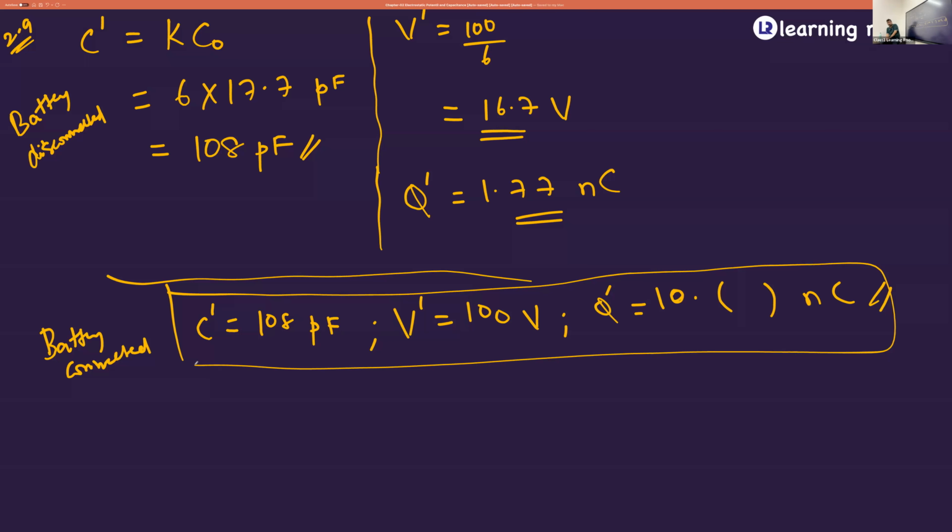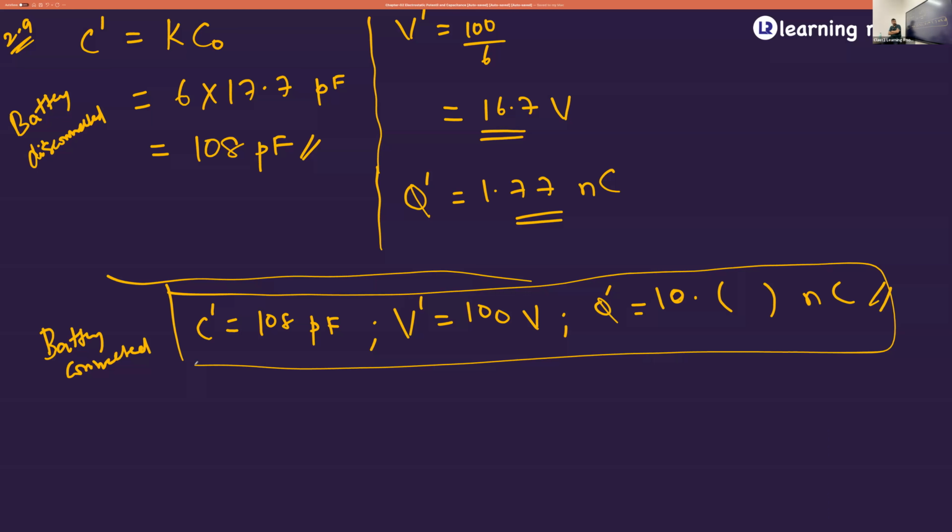So second one, if you go to the previous, like you wrote the table. In that, when the battery is connected, what is the value of Q that is coming out? That is K times Q naught. See, K times C naught V naught is Q naught. So what is the initial charge you had? 1.77. That will get multiplied with 6. Shall I proceed?